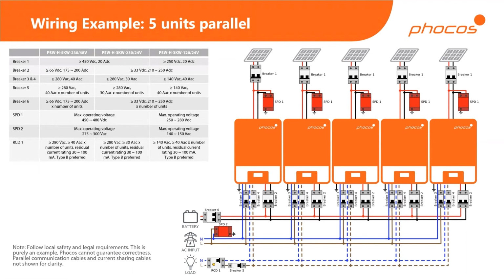If we scale this up to a 5-unit system in parallel, all these are labeled 1, 2, 3, 4, 5, etc. So you can just look them up in the table and immediately find the values that these breakers or various devices need to be compatible with.